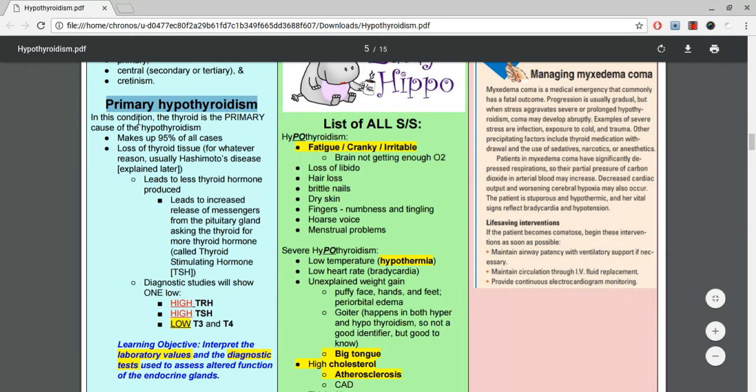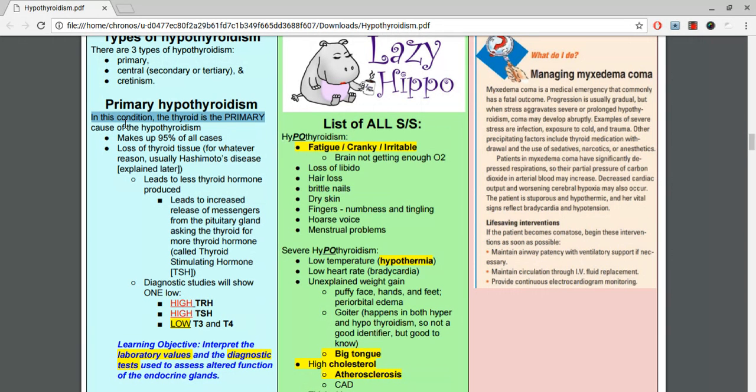Primary hypothyroidism. In this condition, the thyroid is the primary cause of the hypothyroidism. This makes up 95% of all the cases, and you basically lose your thyroid tissue for whatever reason, which is usually Hashimoto's disease, which is going to be explained a little later on.